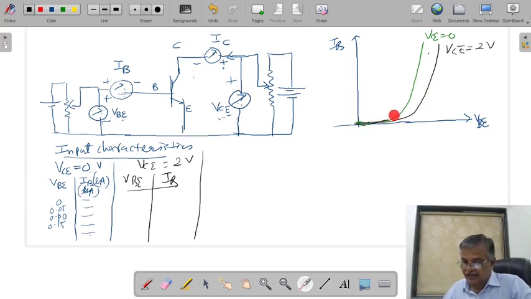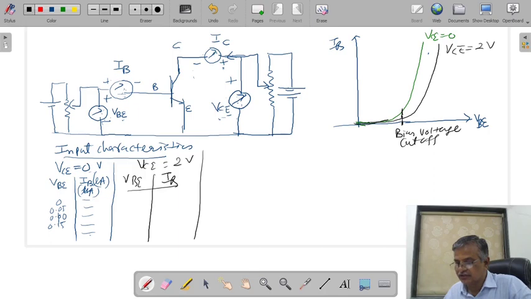This graph shows that for conduction of the transistor, for current to flow, a certain minimum value of voltage is required between base and emitter. This is called bias voltage, or it is called cutoff voltage.